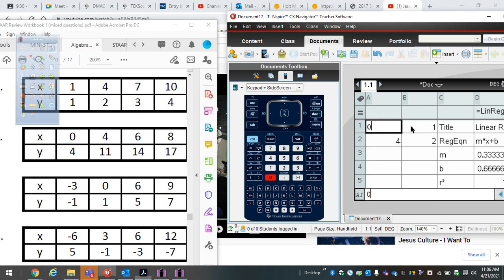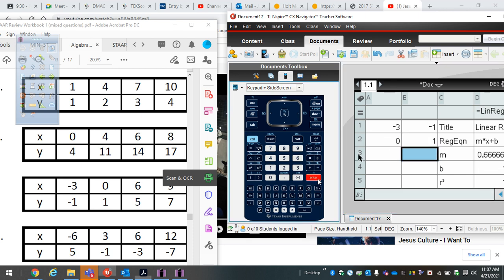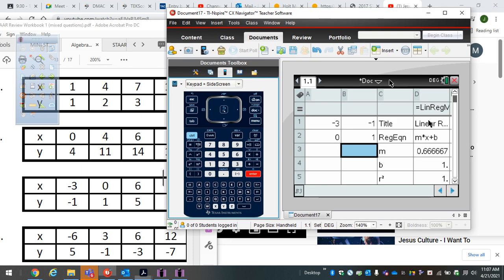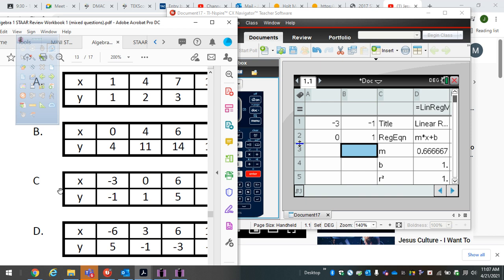So all I'm gonna do now is change these numbers. 0, 4. All right, so look, it's already changing this information, and that's what you want. 4, 11. -3. -1. 0, 1. Oh, that's my answer right there. -3, 1, 0, 1. Yeah. So my answer is LC.